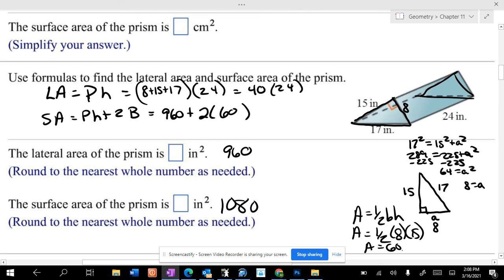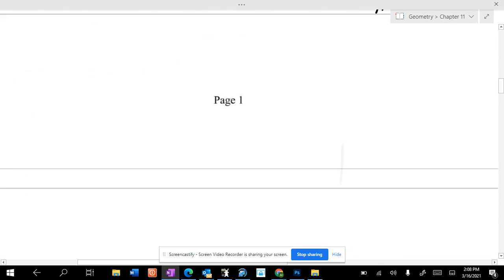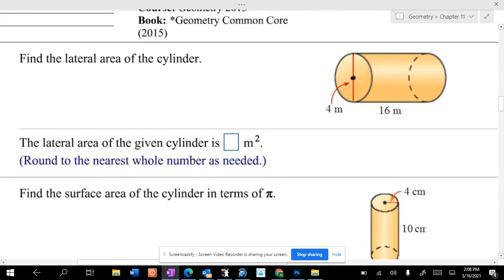Okay, so there it takes a little bit of work to get through some of these. Okay, some of these are a little harder than the others.